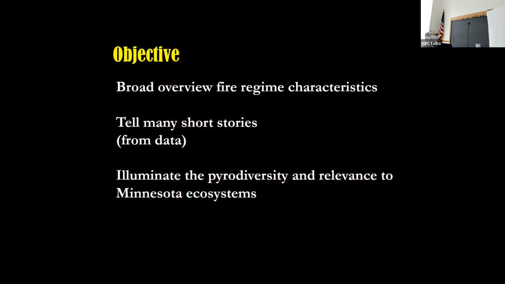So I want to start with giving a broad overview of fire regime characteristics. I think this builds really well on the previous presentations. Tell my short stories with data.